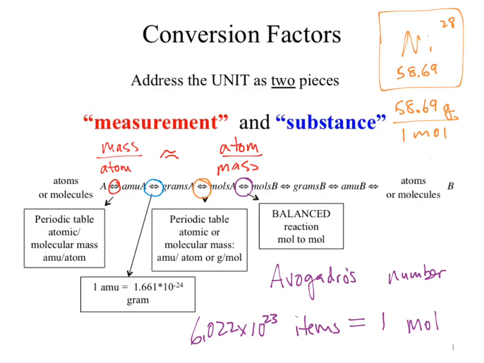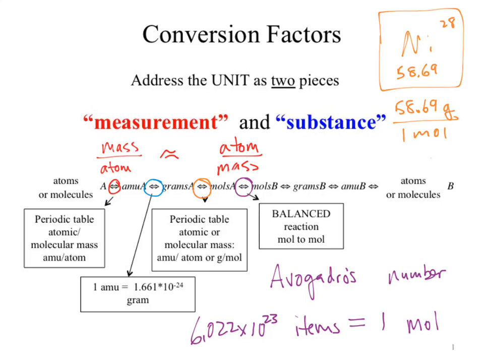I just wanted to know if the number was a mole and then it was 1 molecule. It's always 1 mole. Yep. 1 mole and then some number of items. Okay? Other questions with that?